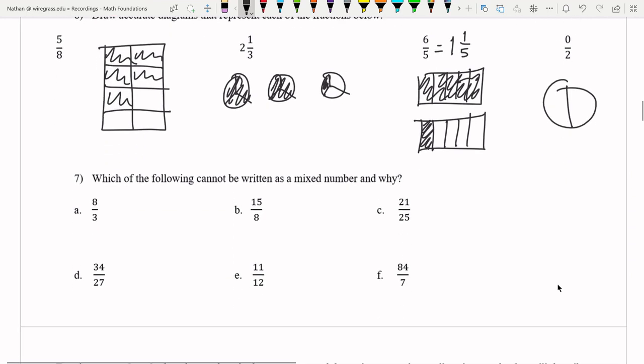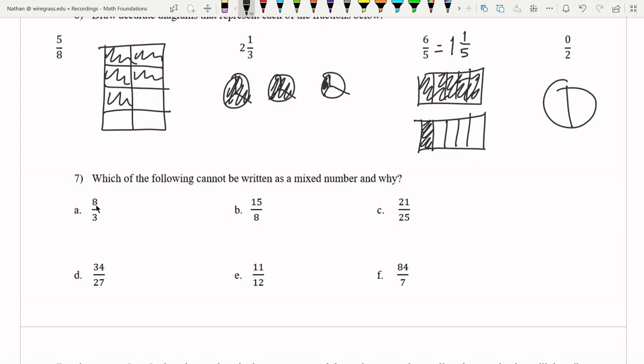Okay, which of the following can be written as a mixed number and why? So first off, a mixed number is going to be the same thing as an improper fraction. So really what we're looking for here is which ones of these are improper fractions. Improper fractions are where the numerator is larger than the denominator.